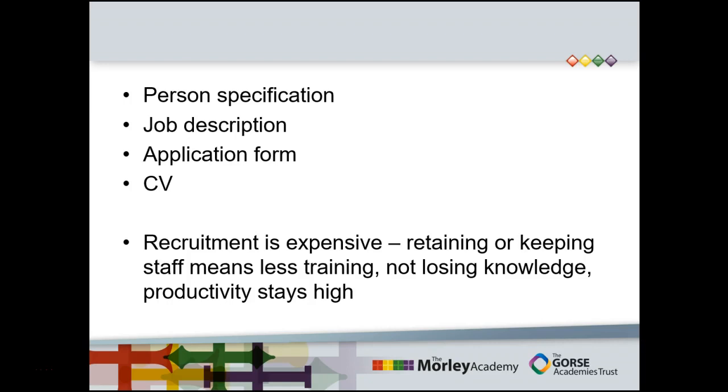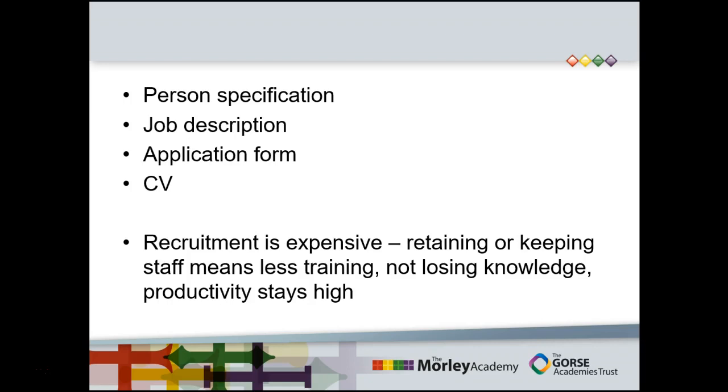In order for them to apply for the job, they need to complete an application form, which is created by the organisation which is looking to recruit. And the curriculum vitae, or CV, is a document which many of you may well have created now, which is about you as an individual, and you might put that with your application form so the employers can make a decision about whether you're the right person for the job.